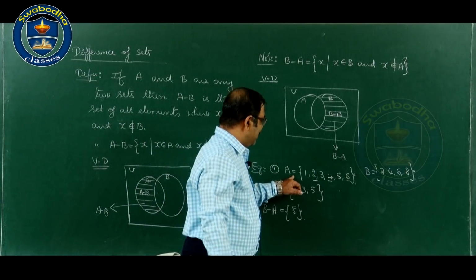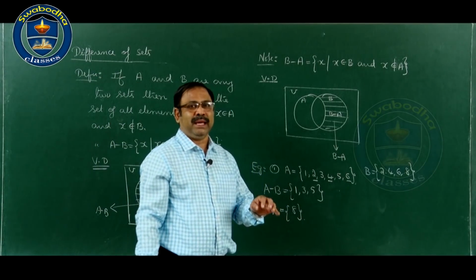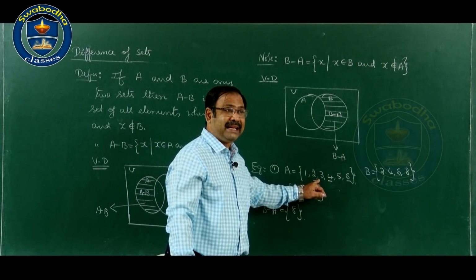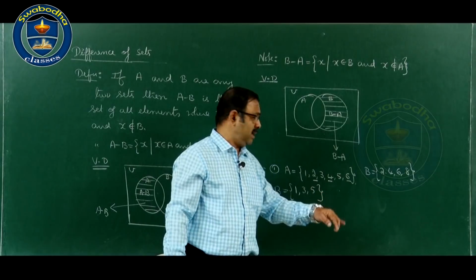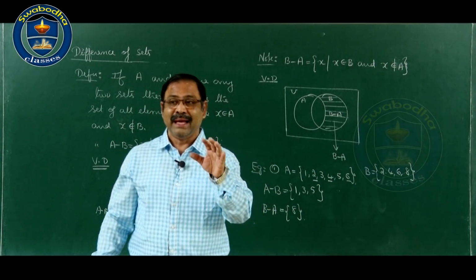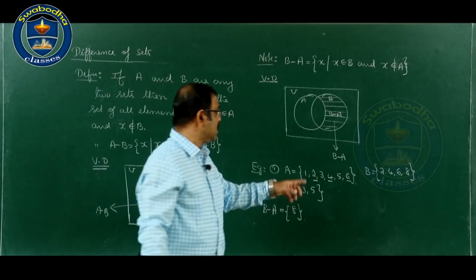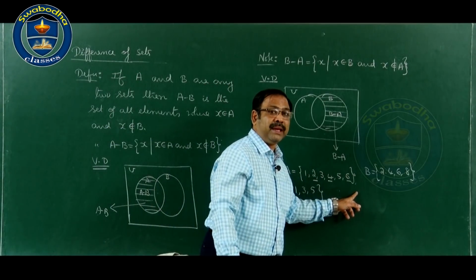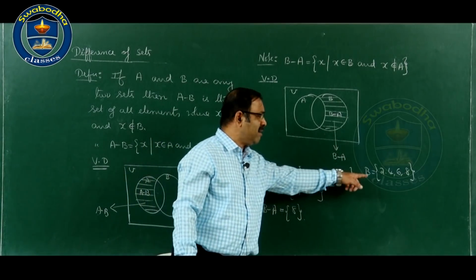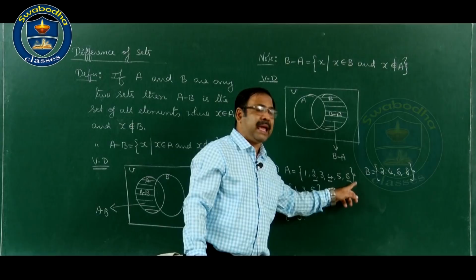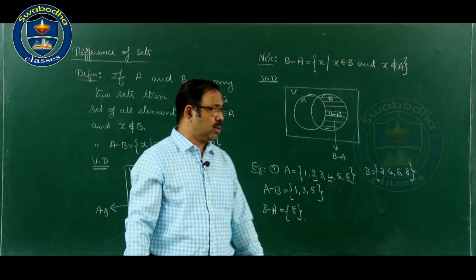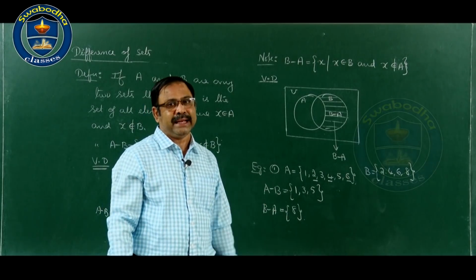While writing A minus B, it is a very easy technique. The common elements present in A and B must be subtracted from A. So, what is this A minus B? The common elements present in A and B must be subtracted from A. B minus A, the common elements present in A and B must be subtracted from the set B. Hope you have understood this idea.